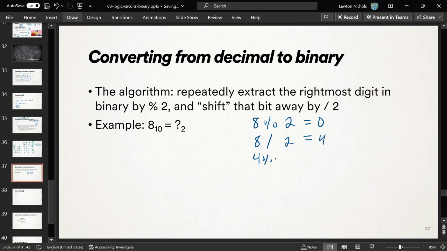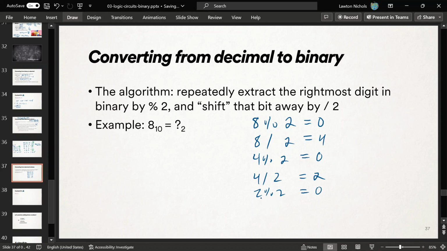So 4 mod 2. I'll go a bit faster now. That's even, so the answer is 0 left over. Now I want to chop off that 0 out of 4, so I'm going to divide 4 by 2, throw away any decimal places. There aren't any anyways. And so now I have 2 to work with, 2 to convert to binary. I'll do 2 mod 2 to get its rightmost digit in binary form. Well, that's a 0 because it goes in cleanly.